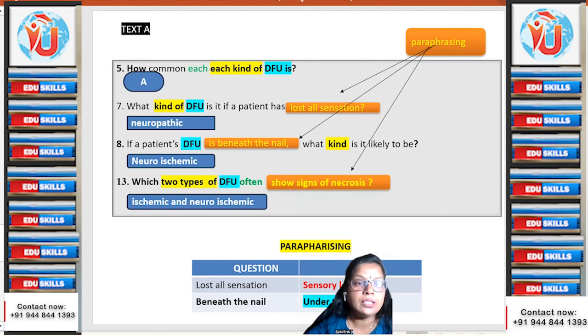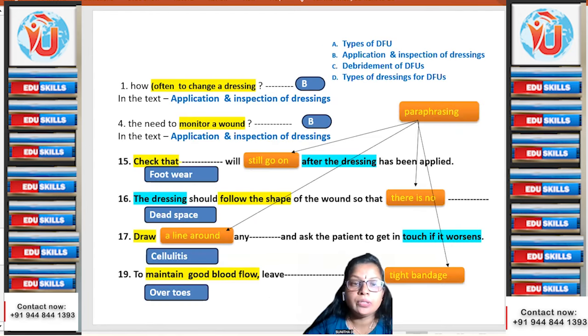Then we can go to the next one, text B. So what are the questions? Questions 1, 4, 15, 16, 17, and 19 are from text B.